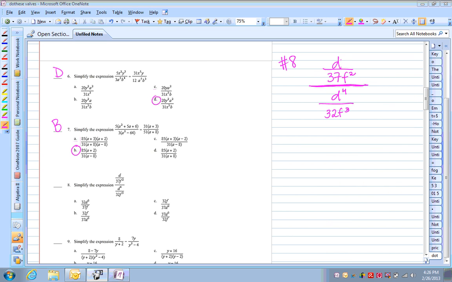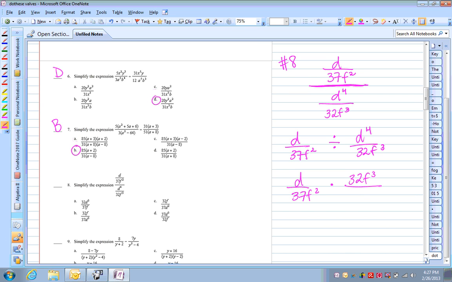In problem 8, we have a fraction being divided by another fraction, so we could always rewrite this problem to where we're used to seeing it as d over 37 f squared with the division sign in between, divided by d to the 4th over 32f cubed. Now remember, if you're dividing by a fraction, don't be shy, flip the second and multiply. So it's d over 37f squared times, we're going to multiply now and flip the second. So it's going to be 32f cubed over d to the 4th.